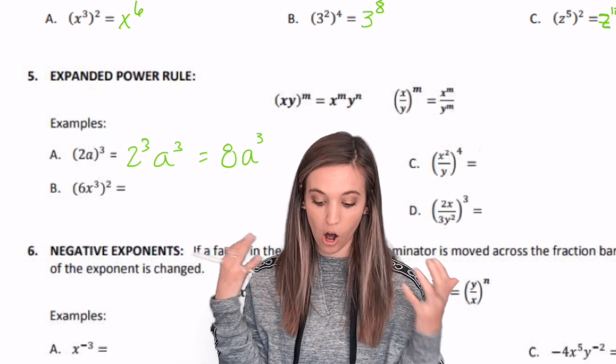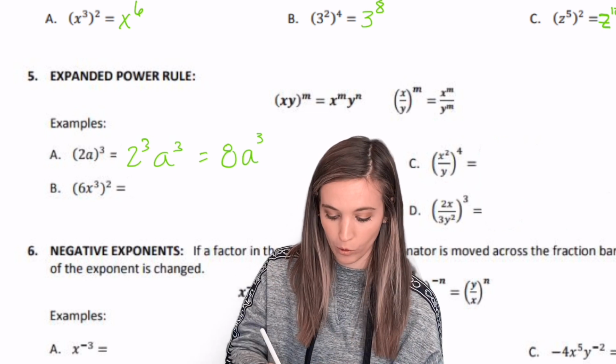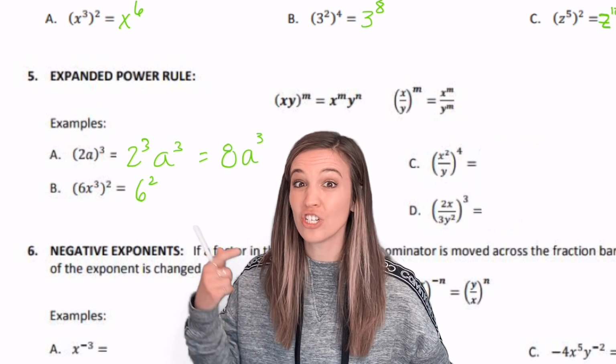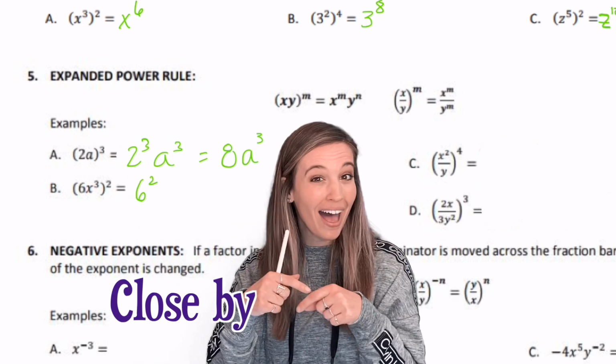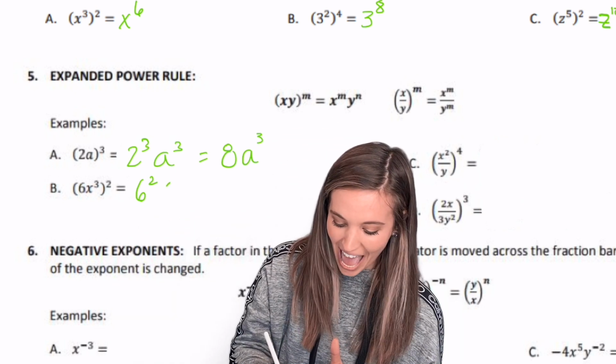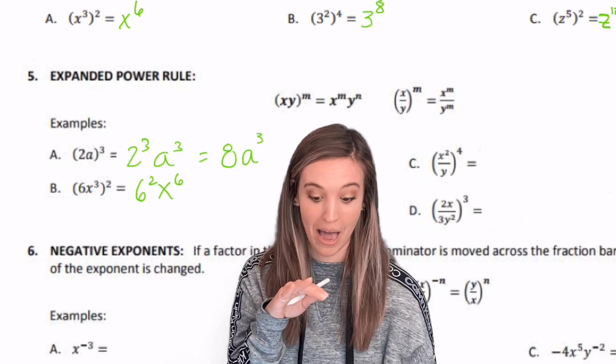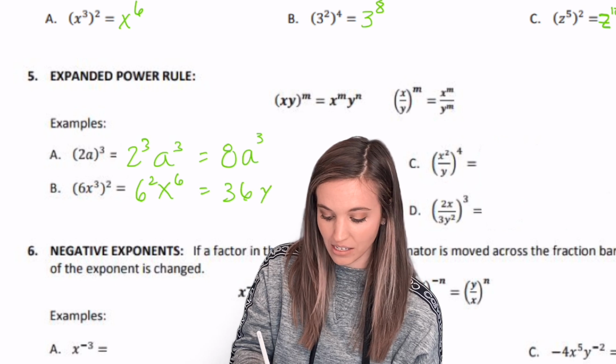All right, so it's all to the second power, so I'm going to use expanded power rule first. 6 to the second power, x to the third to the second power. Close by, multiply. So we got x to the 6th power, 3 times 2, not 5th power. So that's 36x to the 6th.